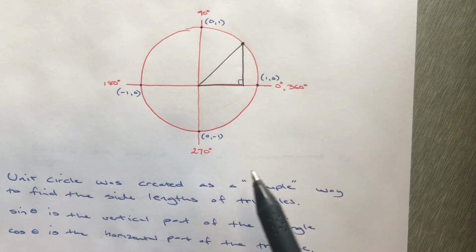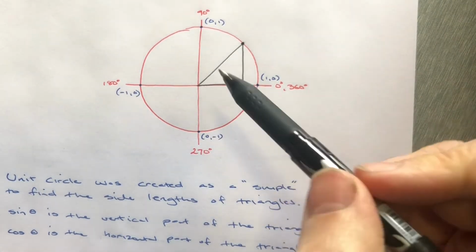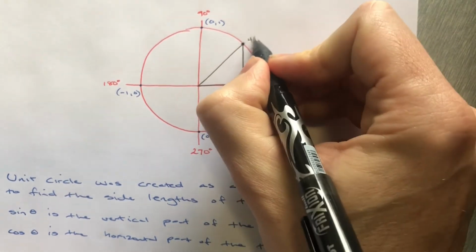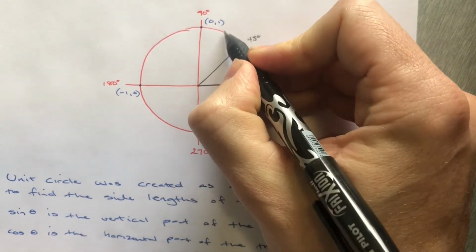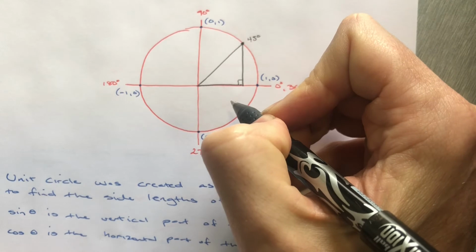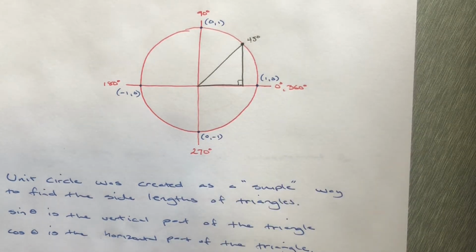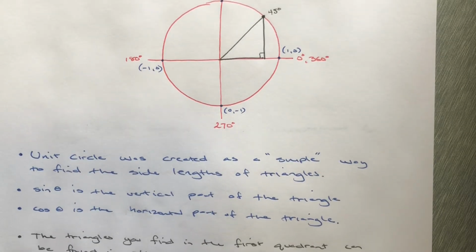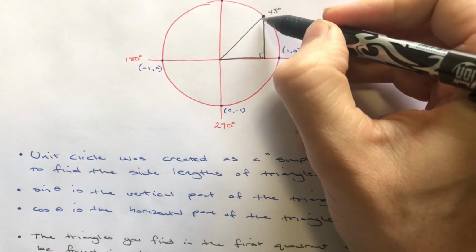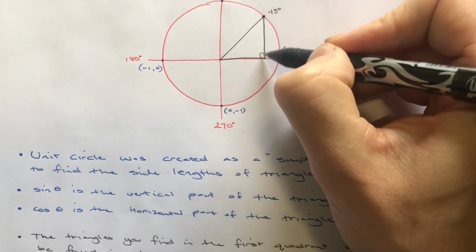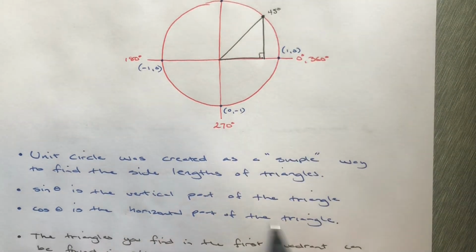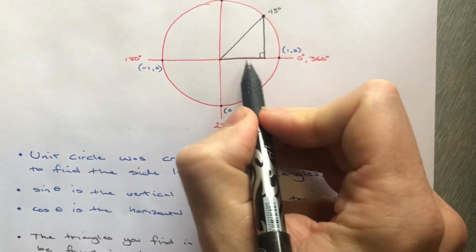Now, these are the triangles that we're talking about. If we had a 60 degree line, which would be up here, your triangle would be a little bit different, wouldn't it? Okay, now, the main things that I wanted you to take from the other lesson was that sine of the angle is the vertical part of the triangle. So sine is this length, and cos is the horizontal part. So cos would be this length.